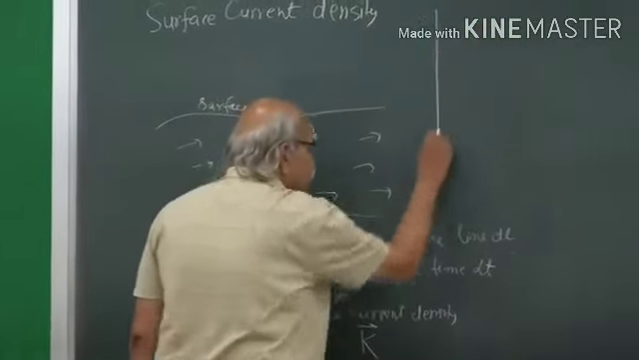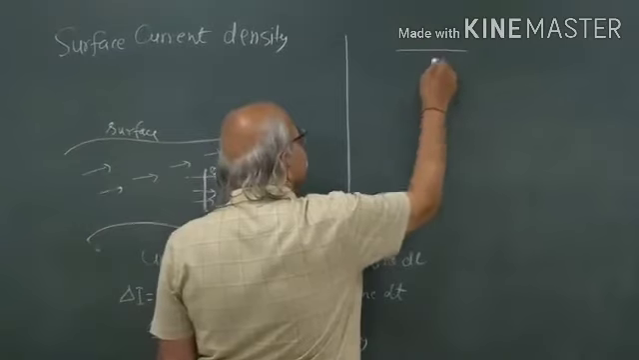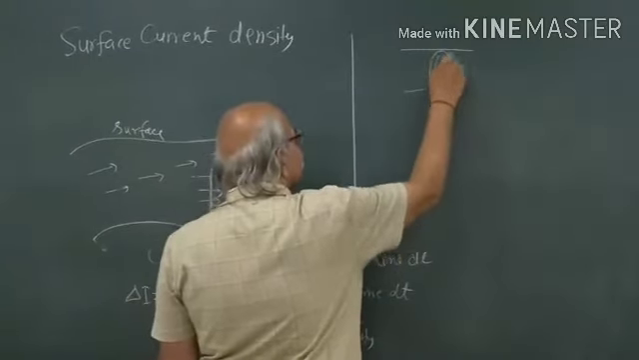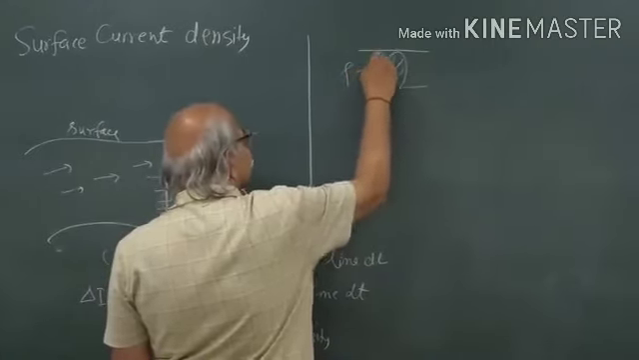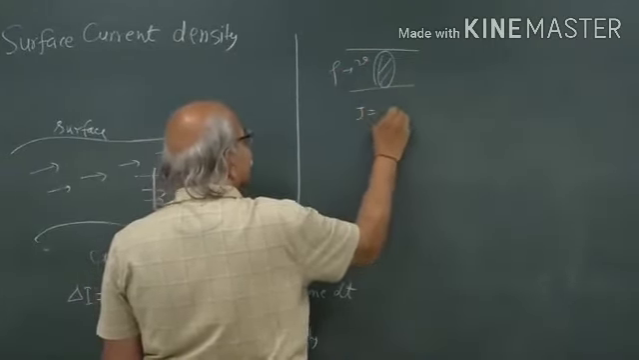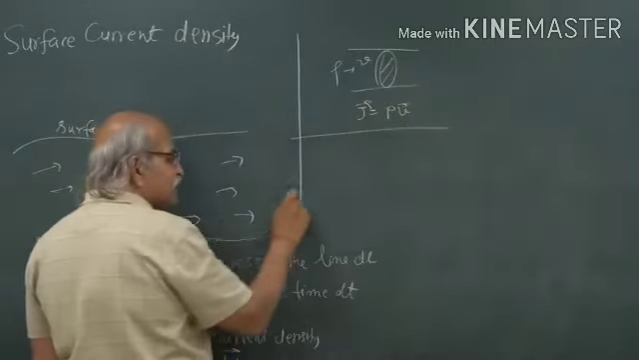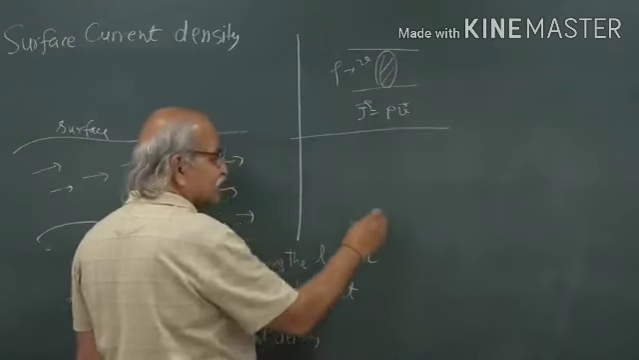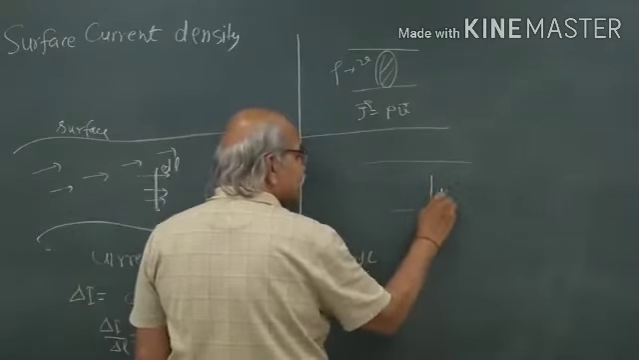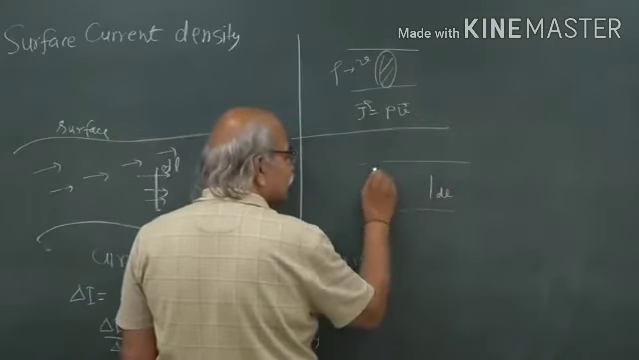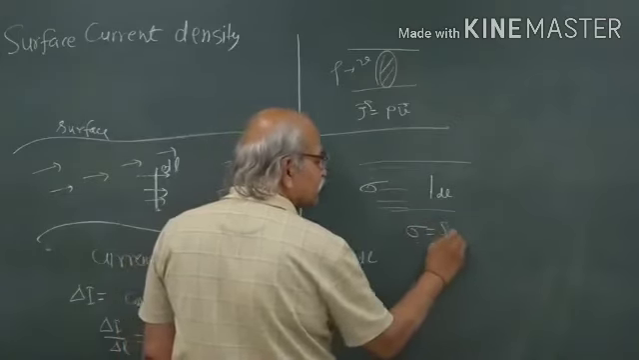Now, we had shown that if you have a volume and you have an area, and charges are there and they are moving with velocity v, then this J was rho times v. This was for volume. For surface, if you do the similar analysis, you have a surface and on that surface you have a line dl, and then you have a surface charge density which we will write as sigma.